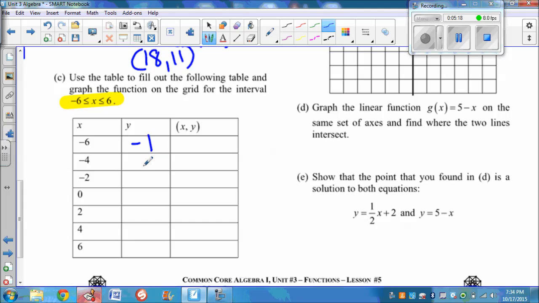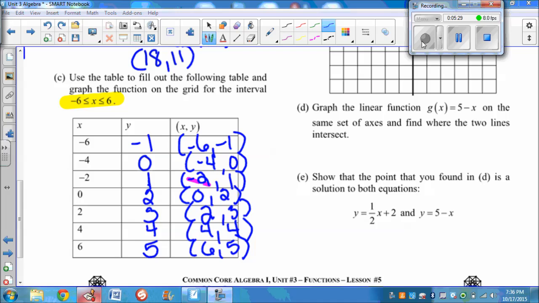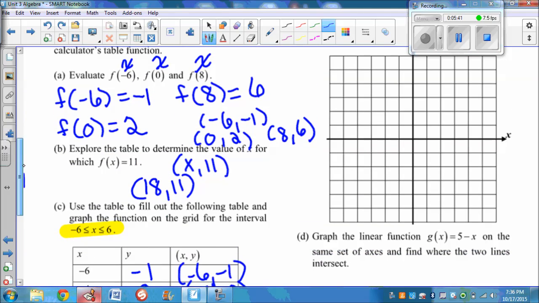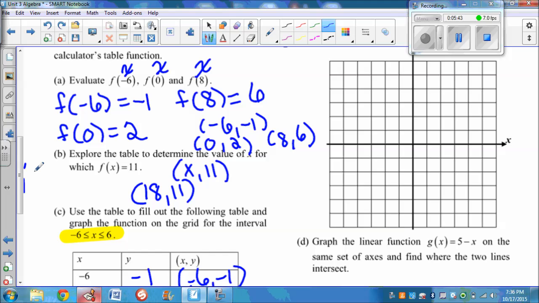So we have a -1, 0. Go ahead and pause the video, fill in your Y list, and then make that a point. Okay, so go ahead and check your table according to my table. Make sure you fill in the Y's, and then make sure that you've written them as coordinates, meaning an XY pair.